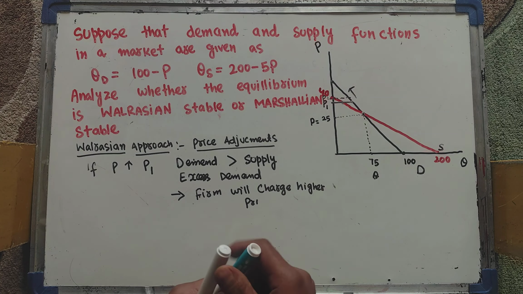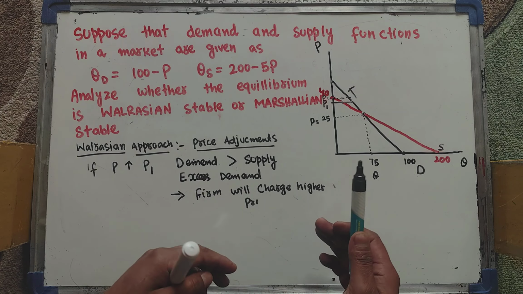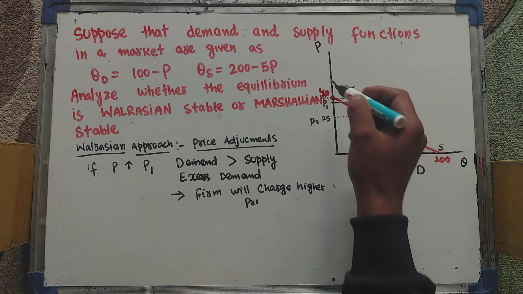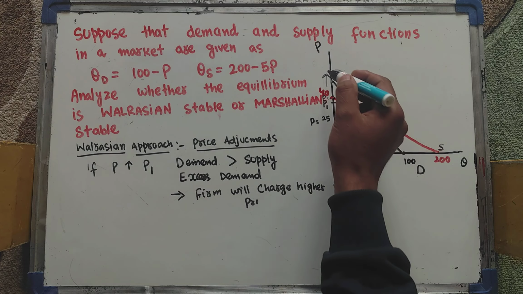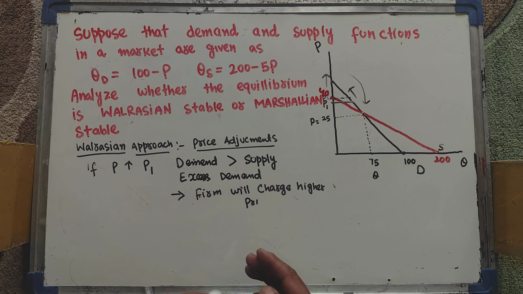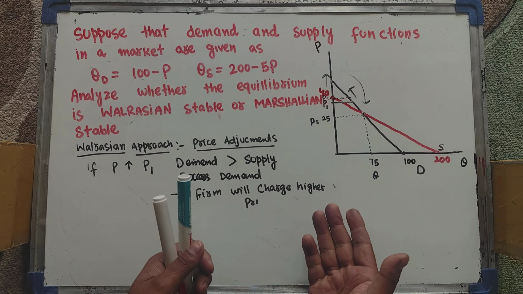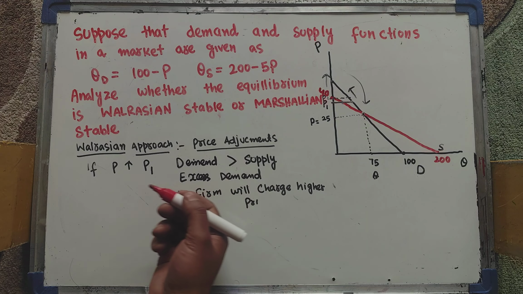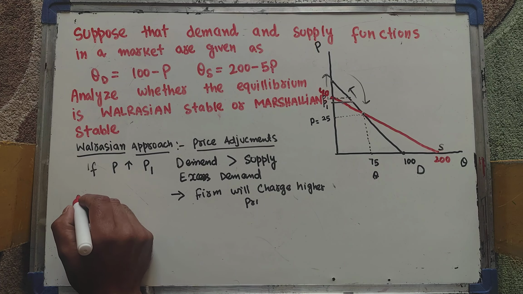Why? Simply, at P1 demand is more than supply. When demand is more than supply, firms will charge a higher price. That means we are moving in the upward direction. We are not going back to the initial position. So when firms charge a higher price, price will increase. That means this equilibrium is unstable. Okay, so it is unstable.